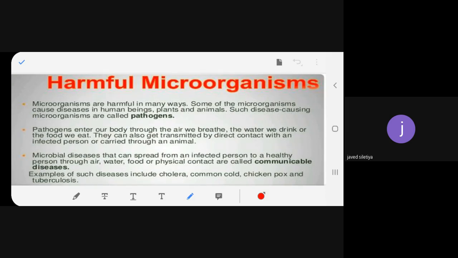And some of the microorganisms are causing diseases in human beings, plants, and animals. So they are harmful. These disease-causing microorganisms are called pathogens. What are they called, beta? Pathogens. I'm not talking about useful ones. Useful ones are fungi, bacteria, isn't it? But there are harmful bacteria and fungi. These harmful bacteria and fungi will be taken in the category of pathogens. Is it understandable? Yes, ma'am.